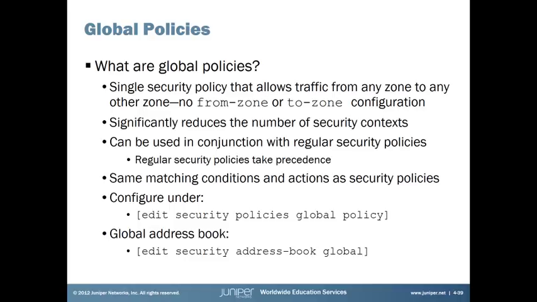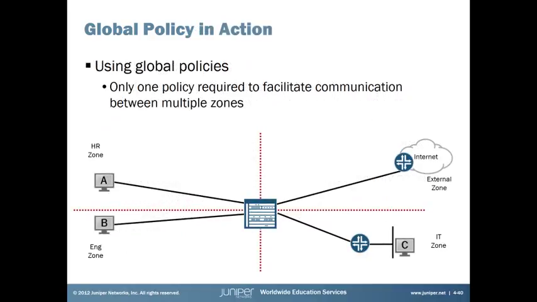So it's where really we want to allow traffic to go between a number of zones, and it's just to save the resources of the system from having to maintain policies for a number of different zones, when you can probably do it all just with one global policy. It's kind of where that fits in.